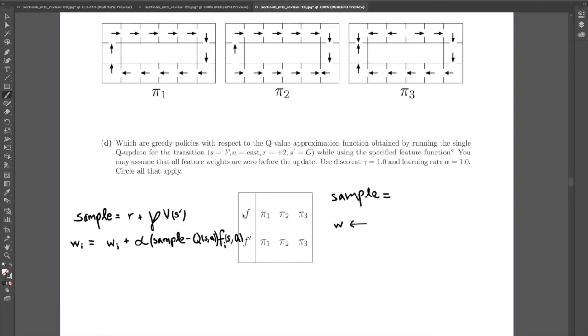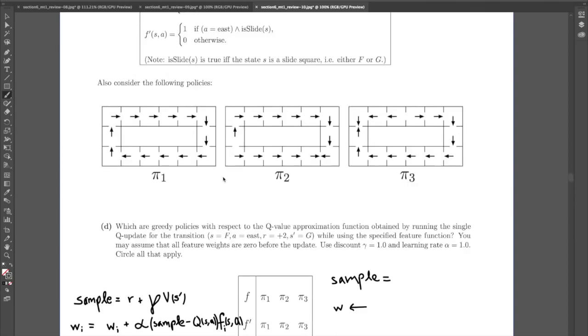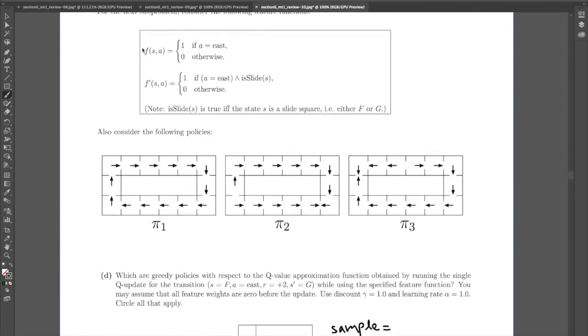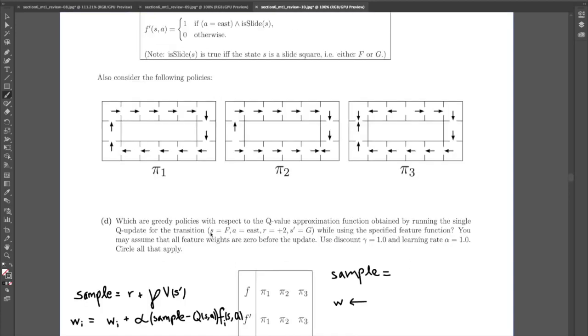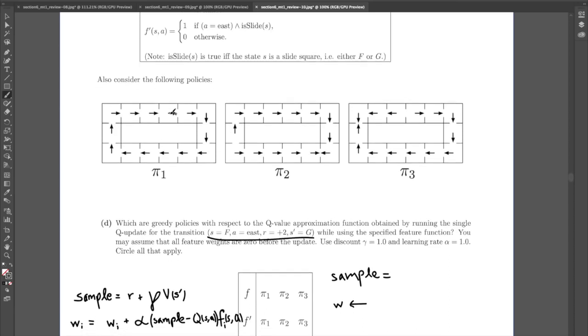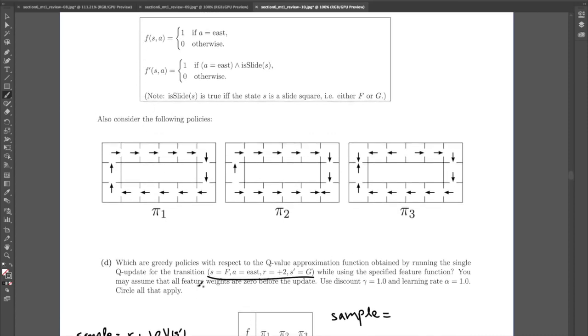Okay, let's get started with part D, which is the final part of this question. So here we are given 3 different policies and we also have two different functions that we could potentially use for feature-based Q-learning. The question is giving us one transition. This is the one sample we have. And we have to decide among these three policies which of them are greedy policies for the first function as well as for the second function. So let's start with the case of the first function.